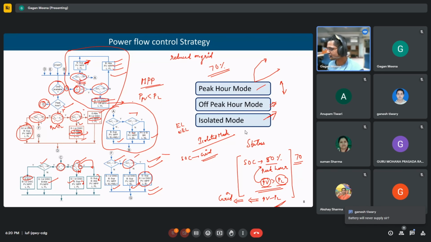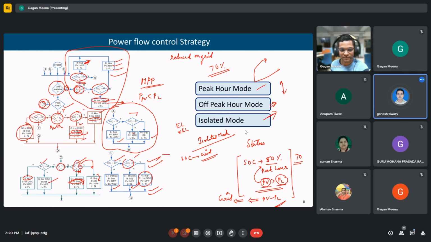Battery will never supply. Supply when? So here the battery is supplying because SOC is more than 60%. Sir, if the battery is already below 30, then it will never supply, in any condition? No, if generation is less than load, even if SOC is less than 30%, because we want to maintain the load, we want to meet at least the essential load. So the battery has to discharge.